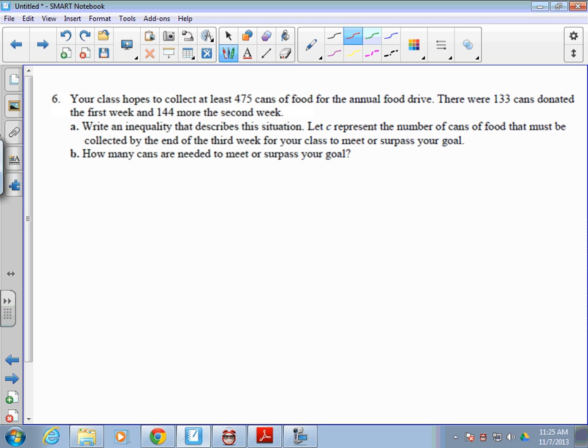Your class hopes to collect at least 475 cans of food for the annual food drive. There were 133 and then 144 donated weeks 1 and 2. Write an inequality that describes the situation. Well, 133 plus 144, that's week 1 and week 2. It said let C represent the number of cans that must be collected the third week, so plus C. So this is saying week 1 plus week 2 plus week 3.